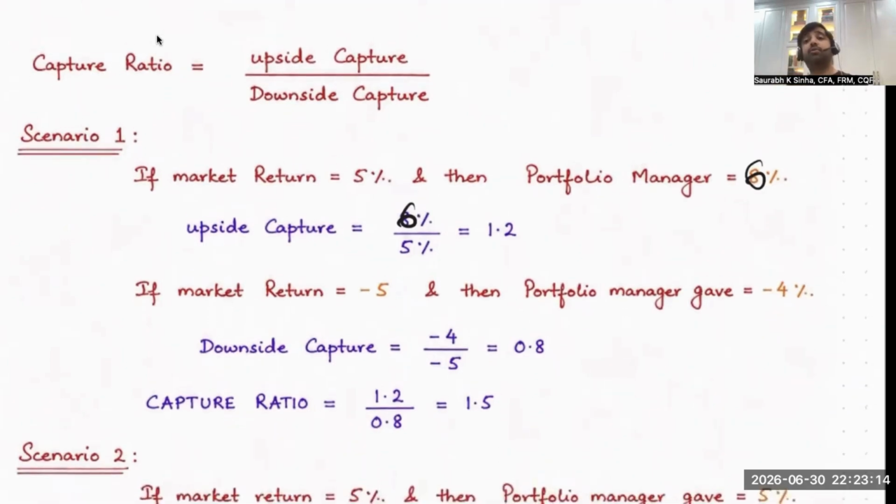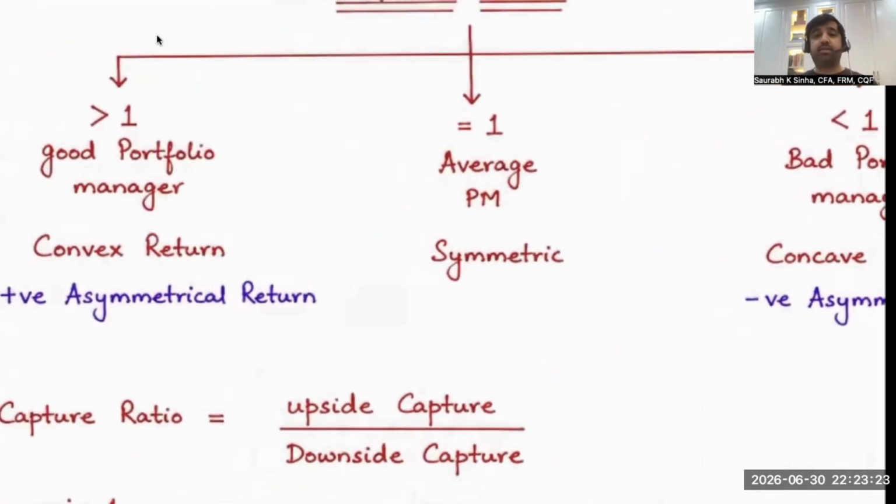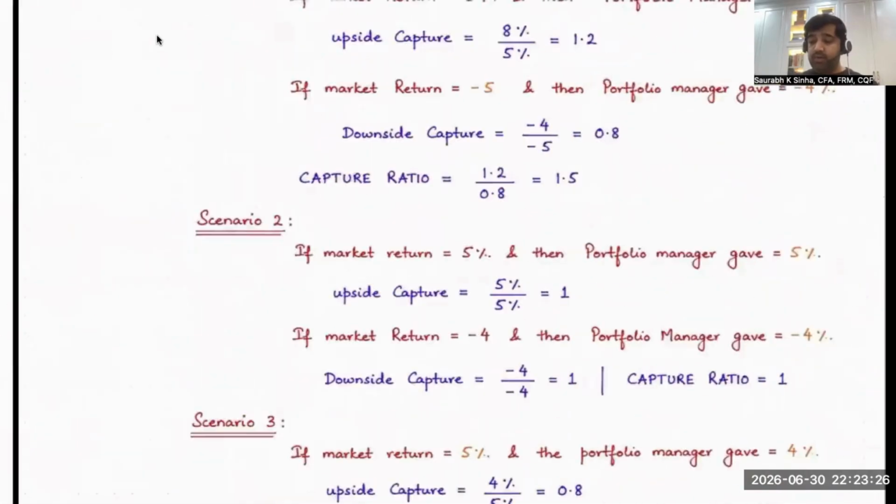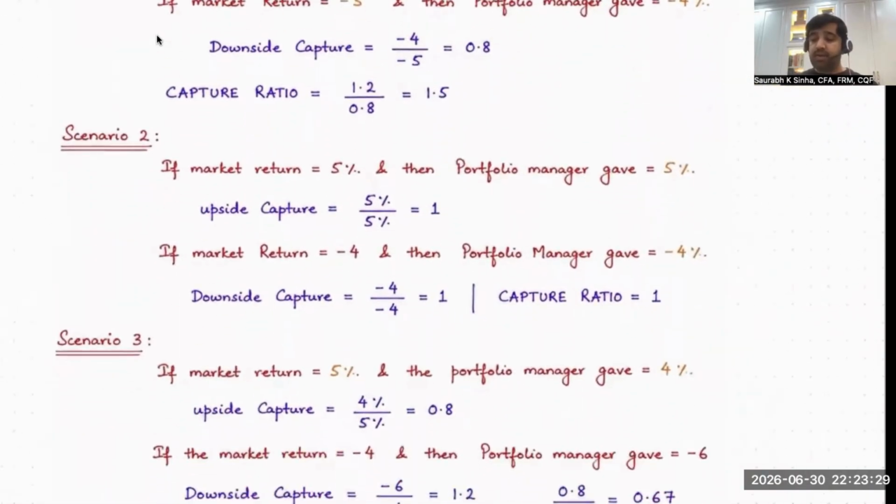Let's understand when the portfolio manager capture ratio would be 1 and when I can say it is a symmetric payoff or symmetric cash inflow or symmetric returns. Okay. So scenario 2, if the market return is 5% and portfolio manager also gave me 5%. So the upside capture is 1. The market return is minus 4% and the portfolio manager also gave me minus 4%. Why invest with a portfolio manager? Directly invest in the market. However, the downside capture and upside capture both are giving me 1. And if I divide 1 by 1, which gives you 1, which is the final capture ratio.